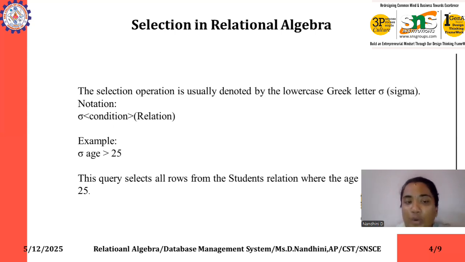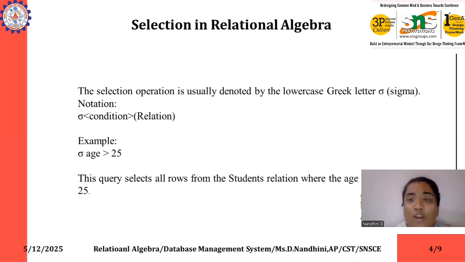For example, first let us take selection in relational algebra. The selection operation is usually denoted by the lowercase Greek letter sigma. This selection operation is a unary operator that selects a subset of a relation. For querying the languages, we use this subset of a relation.